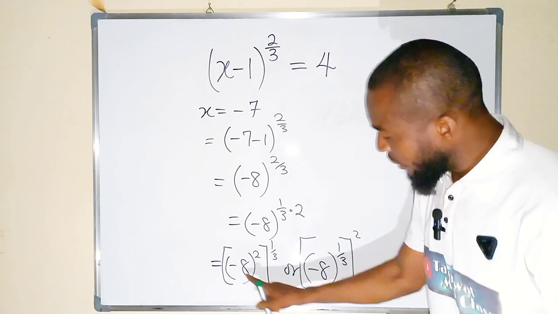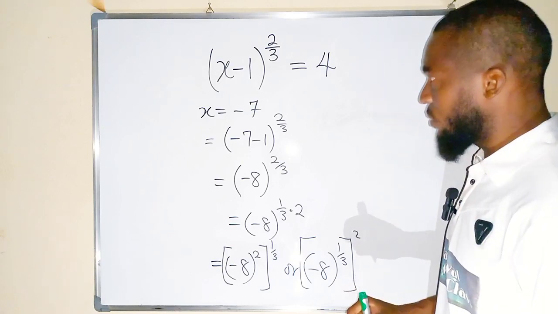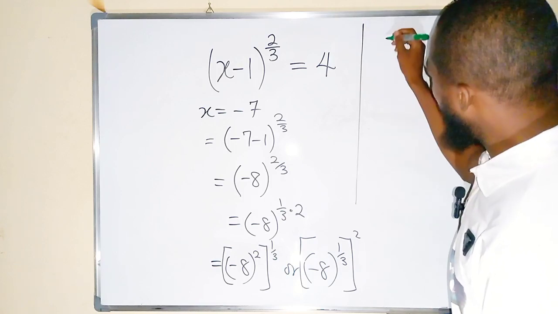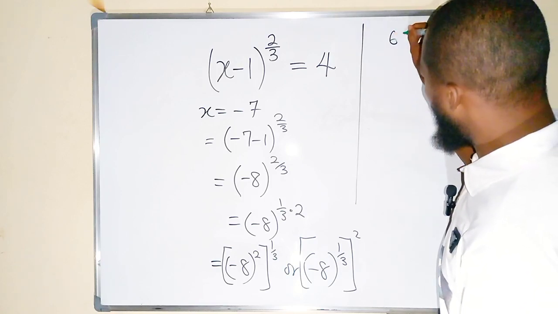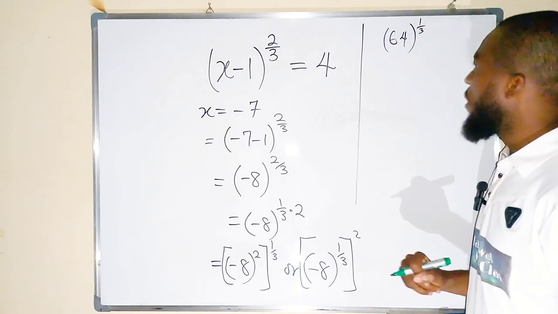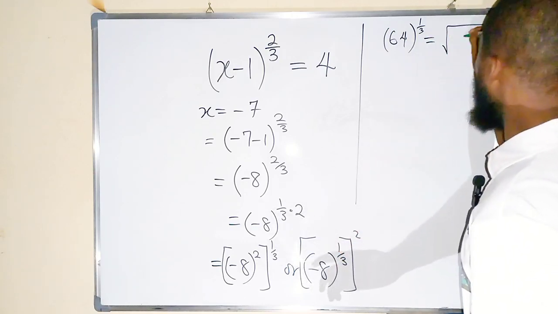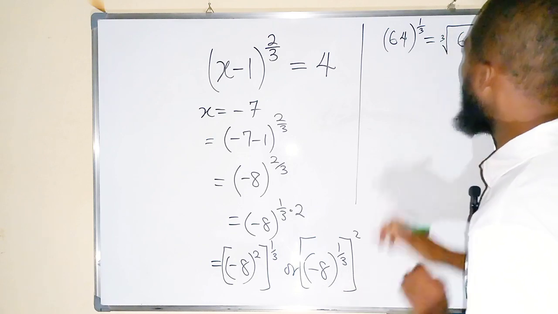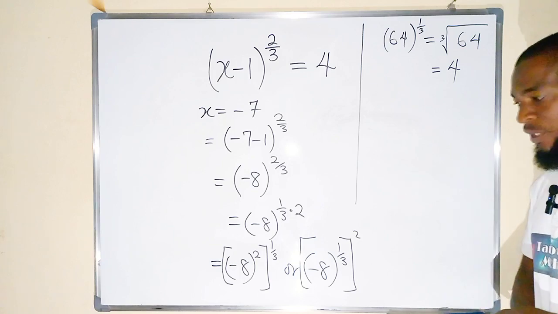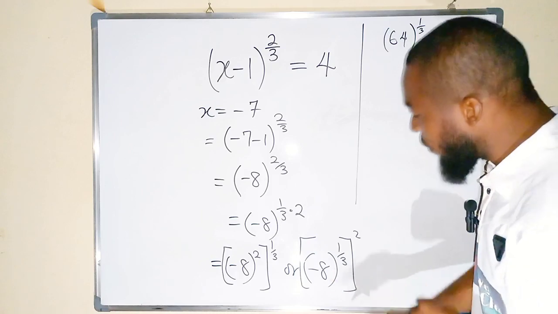Definitely, if you raise negative 8 to the power of 2, it is going to give us 64, right? So we have 64 raised to the power of 1 divided by 3. And this is the same thing as the cube root of 64. And the cube root of 64 is equal to 4, no doubt about it. So you have seen that this one resulted to 4. So what about this one?